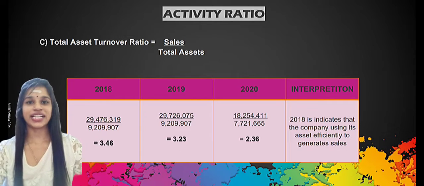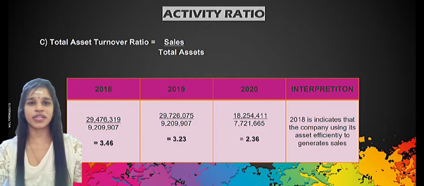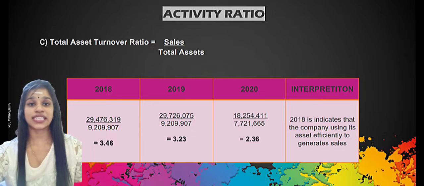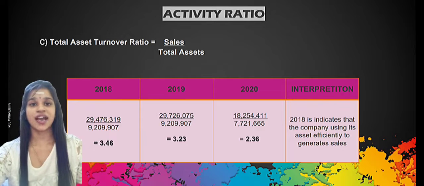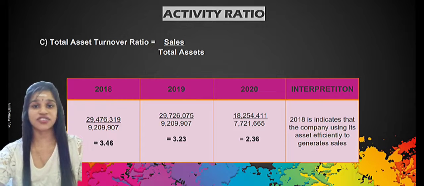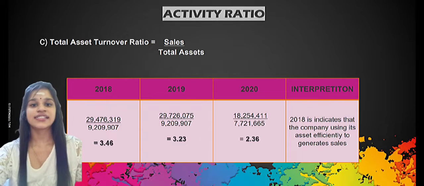C. Total asset turnover ratio, the formula is sales divided by total assets. 2018 is 3.46, 2019 is 3.23, 2020 is 2.36. Interpretation: 2018 indicates that the company is using its assets efficiently to generate sales.